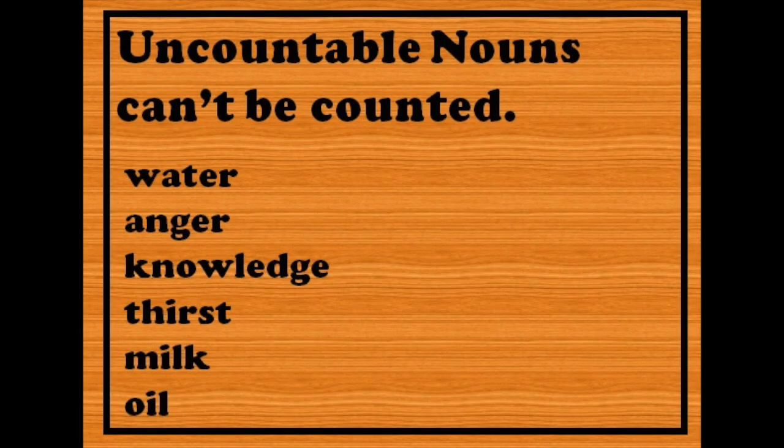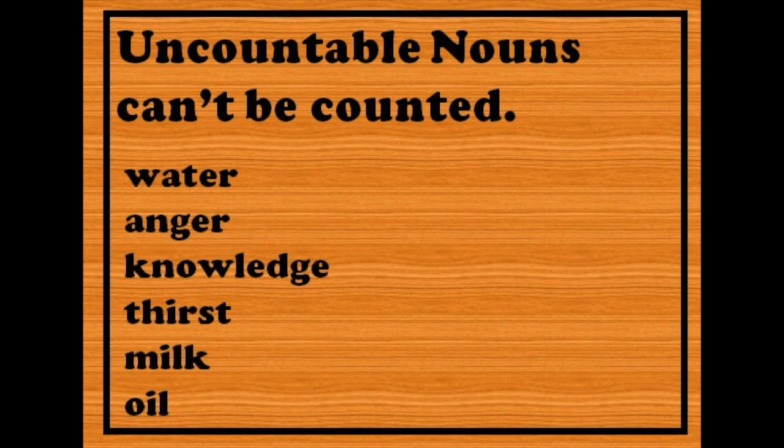Uncountable nouns cannot be counted in this way. For example, water, knowledge, milk, anger, thirst, oil, etc. You cannot say, I have 5 knowledge, I need a water, I need 2 milk. That makes no sense. You can say, I need some water or milk. Here, you cannot use "a" or "an" before an uncountable noun.